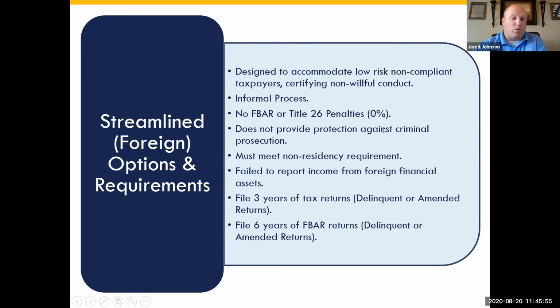And the reason why is because the IRS wants to be more lenient or compassionate for somebody that lives outside the US. And really the foreign piece is you can't meet the physical presence test in the US for any of the 3 years. So under the Streamline Foreign, you're filing 3 years worth of tax returns, delinquent or amended. You aren't required to have filed an original return, and you file 6 years worth of FBARs.